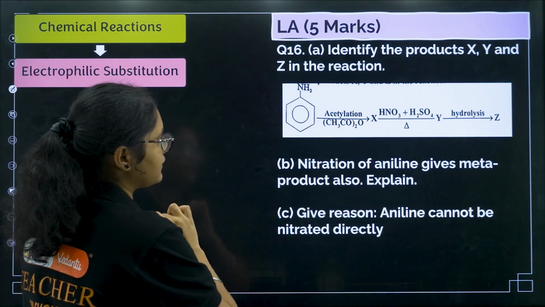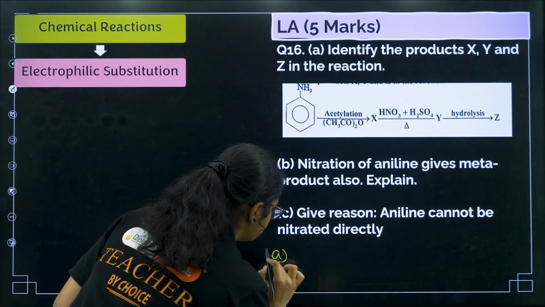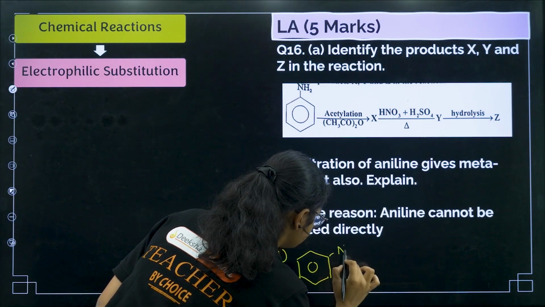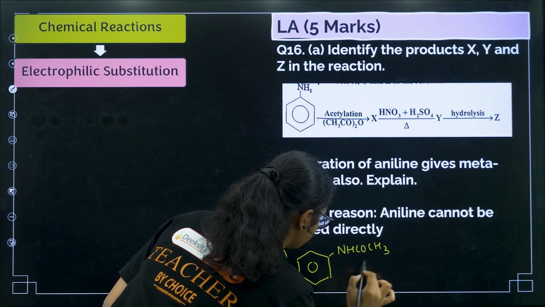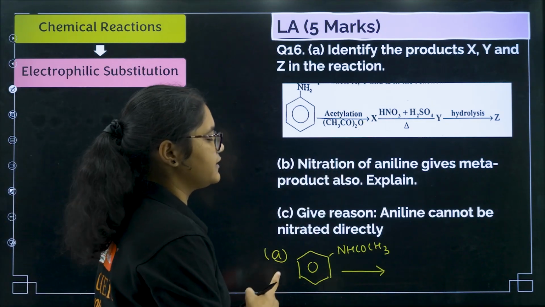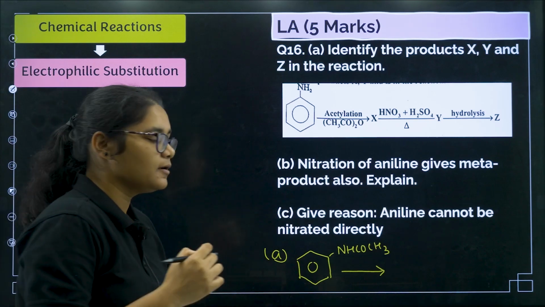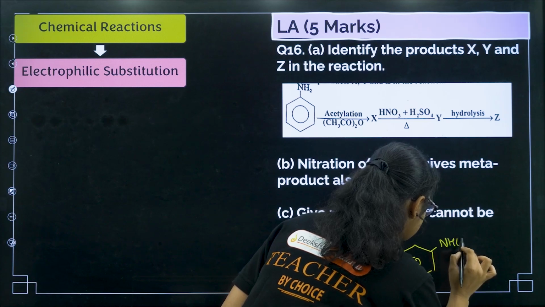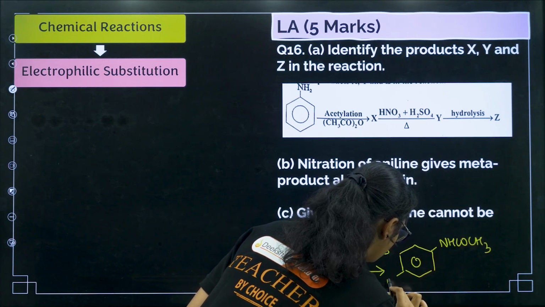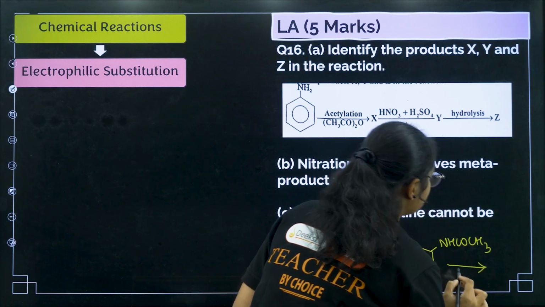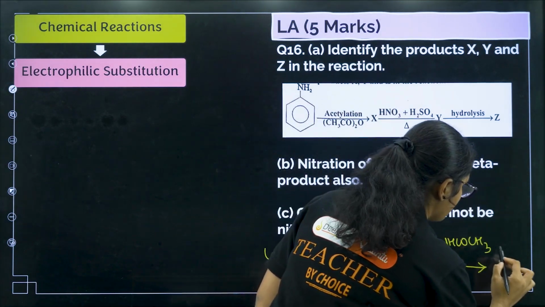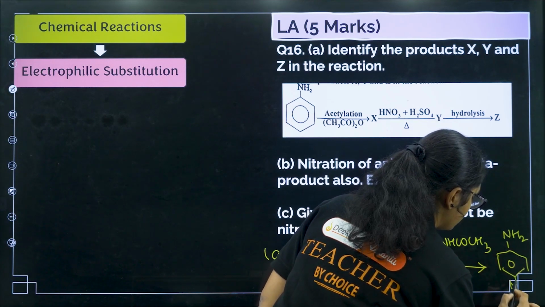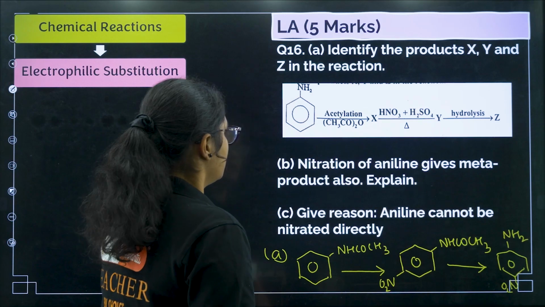So 16A, I'll write here 16A. First one will be what? Acylation has taken place, so I will get here NHCOCH3. Next, you are doing concentrated HNO3 and H2SO4, which will add a nitro group at the para position. So what I'll get here is NHCOCH3 and NO2 group. Now what will happen if you do hydrolysis? This one will go and the product formed here will be NH2 and NO2. Clear?